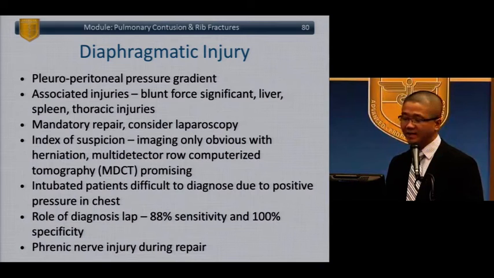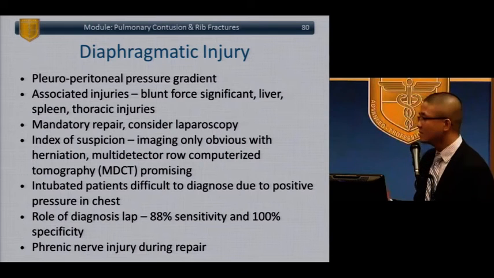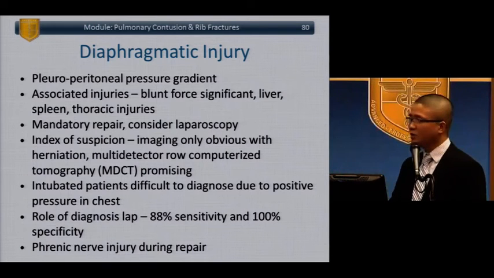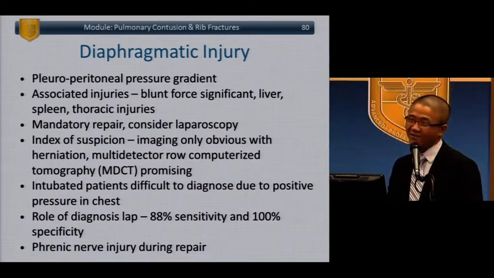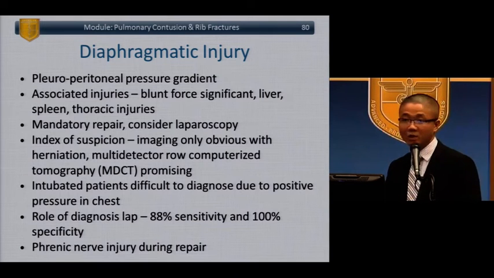And the role of diagnostic laparoscopy: it has 88% sensitivity and 100% specificity. Some colleagues would say if you have a suspicion of it, pop a camera in there through a tiny little port and take a look. I think that's very acceptable practice now. So don't be afraid to choose diagnostic laparoscopy for trauma patients.